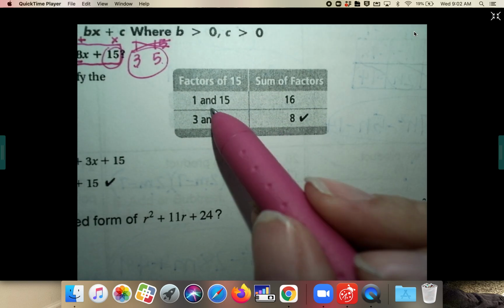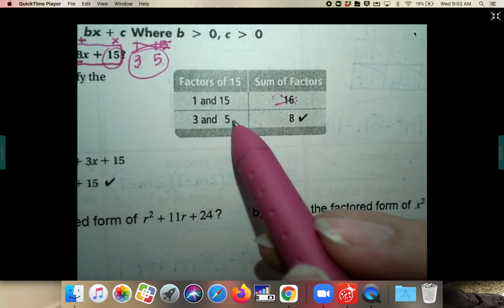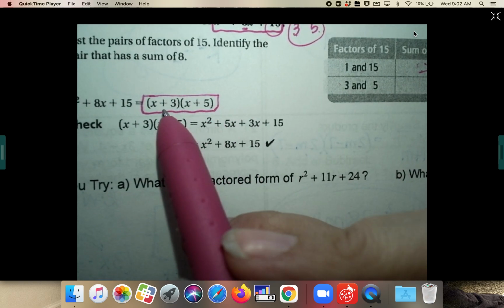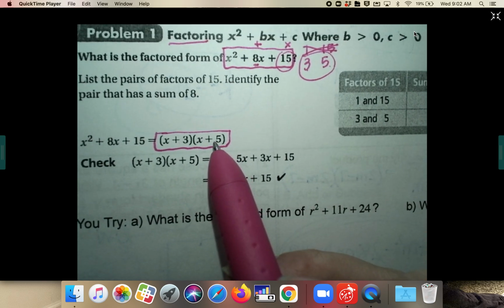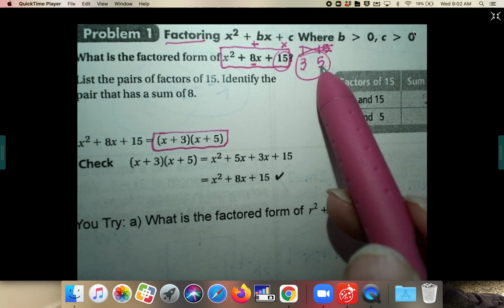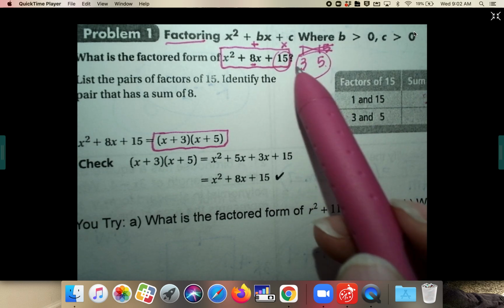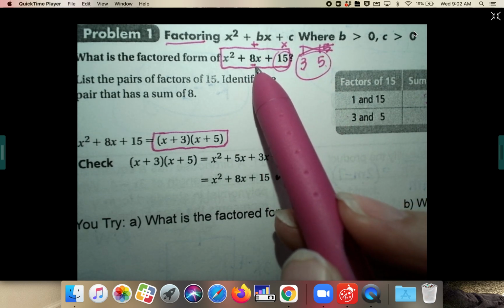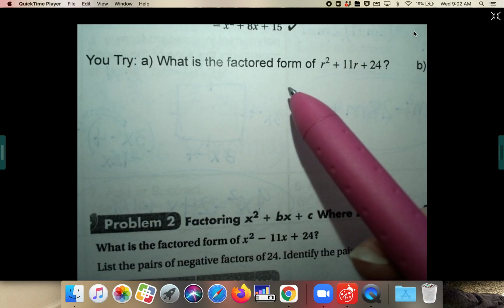And they actually did the same thing over here. 1 and 15, no, that ended up adding up to 16. But 3 and 5 equals 8. So 3 and 5 are our factors. So that's how they got x plus 3 times x plus 5. So again, you're going to look at which of the factors you can multiply to get this term, and you can also use those same numbers to add to get this term. And that's all there is to it, really, for today. So let's look at the U-try.